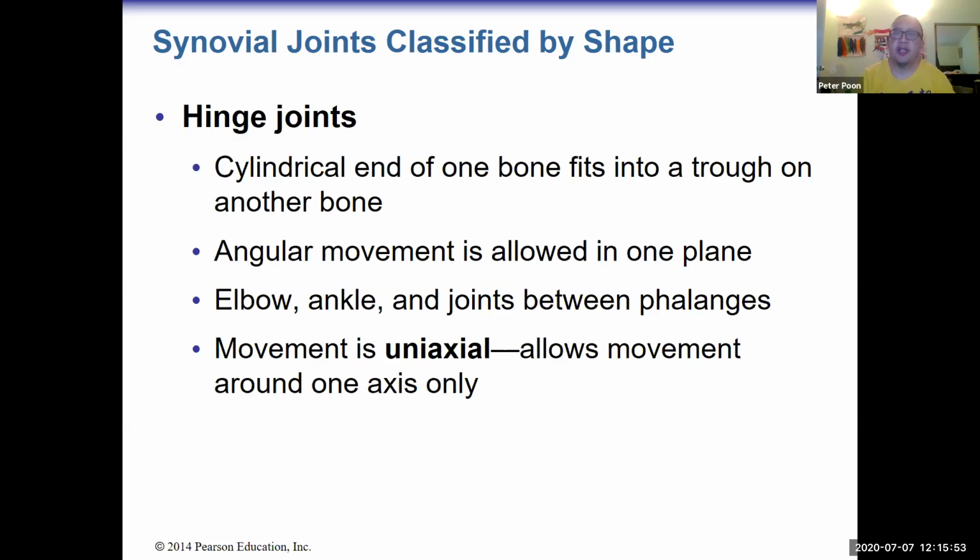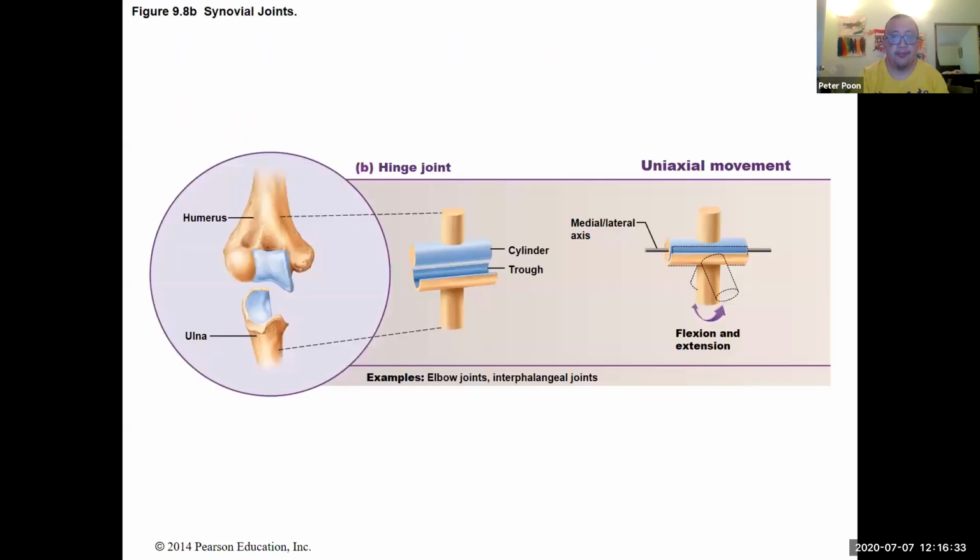You'll see it in your elbow, your ankle, and the joints between phalanges. So this joint right here, this is all I can do. Another hinge joint is your jaw. Open, close, this is all you can do. Your jaw is usually referred to as a modified hinge joint because you can rotate it a little bit, but it's still a hinge joint.